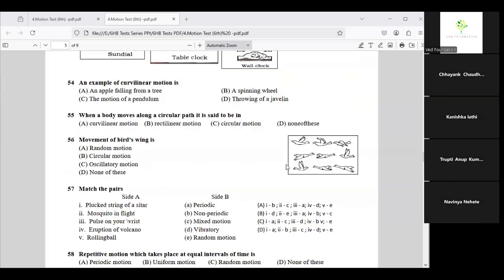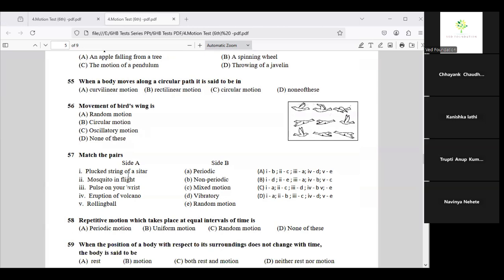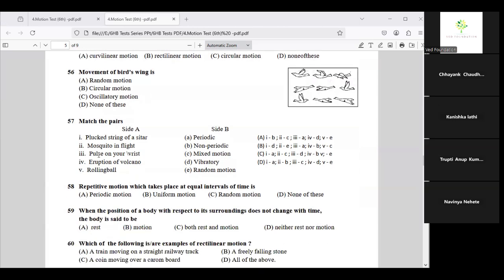56. Observe the picture. Movement of bird's wing is. Options are A random motion, B circular motion, C oscillatory motion, and D none of these. And correct answer is option C, oscillatory motion. Motion of wings of birds is oscillatory motion. Option C is correct.